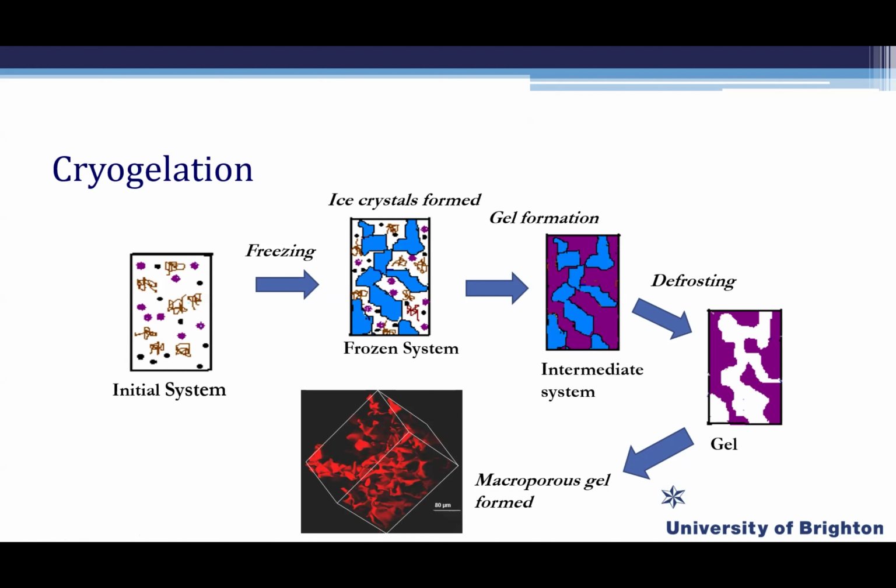Then when polymerization has happened and we defrost the sample, in the places where we had ice crystals, we will have voids filled with water. And the polymer which is formed will be quite dense, because all the precursors were concentrated in those small regions. So we have the structure which you see on the bottom, a highly macroporous gel.